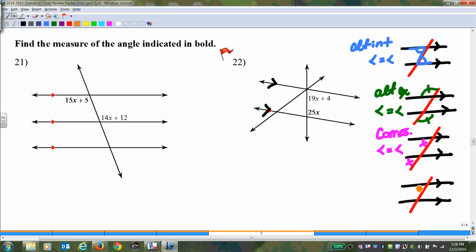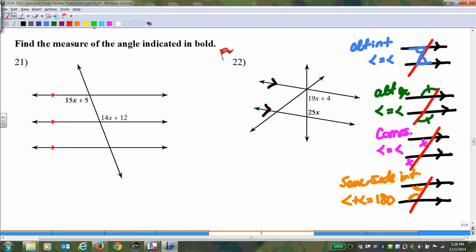Last one are same side interior. That's the orange, same side of the stir stick between the lines. So I'm going to write same side interior. These guys are the only ones that aren't equal. Angle plus angle add up to 180. You need to have that memorized.